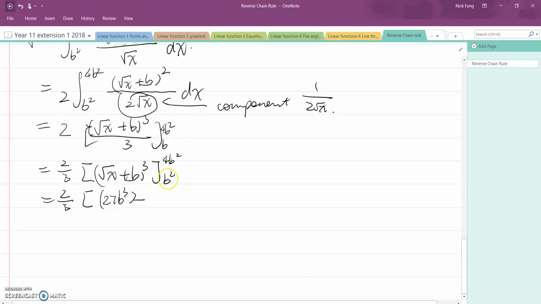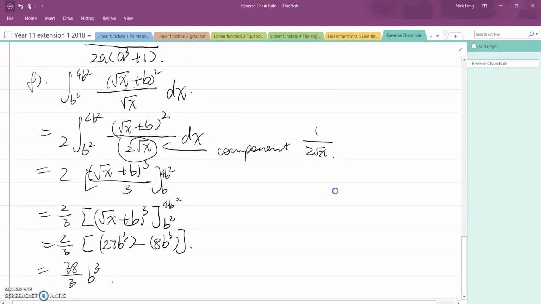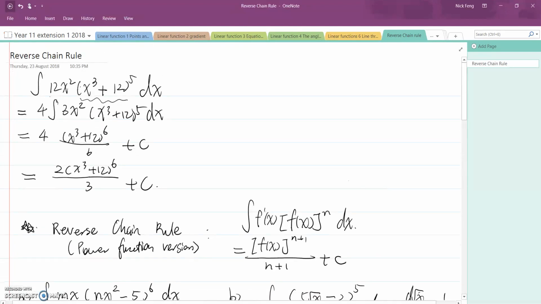You substitute b squared in, square root of b squared is b, b plus b is 2b, 2b the whole to the power of 3, that's 8b cubed. 27b cubed minus 8b cubed, that is 19b cubed, multiplied by 2 on 3, that is 38 on 3 b cubed. Okay, that's how you do reverse chain rule. Remember, if the question asks you to do integration by substitution, you have to.